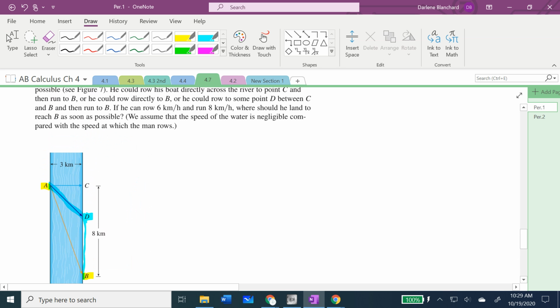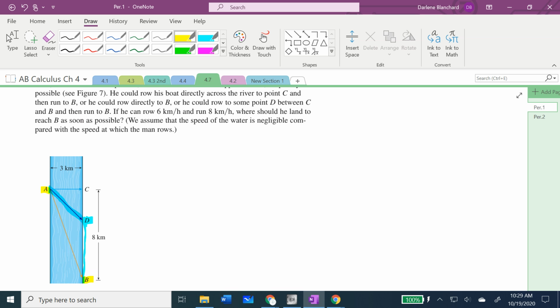Now, what you are told in this problem is, and I've got to admit, this textbook that you're using is older than you are. It has yet to try to balance the genders a little in its word problems. And it's always he is doing stuff. So I'm going to say she. She is going to be rowing at 6 kilometers per hour and then running at 8 kilometers per hour.